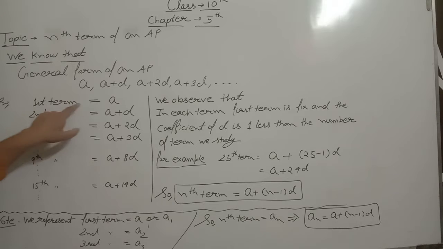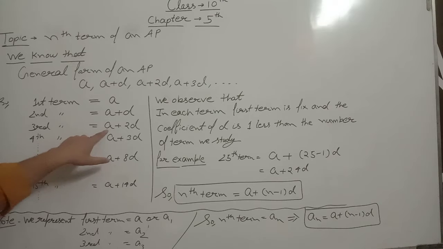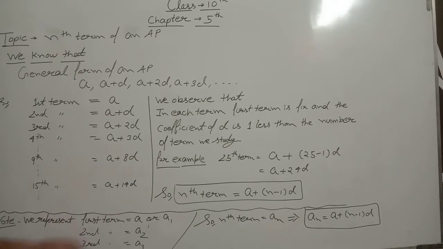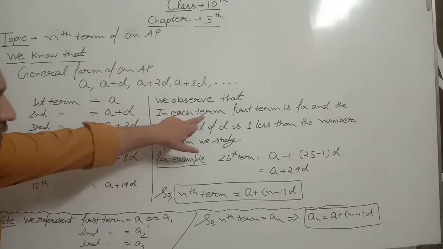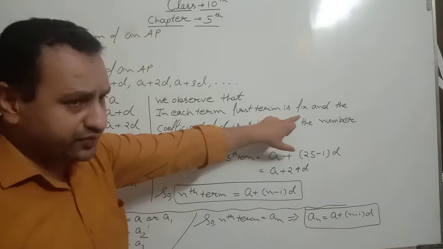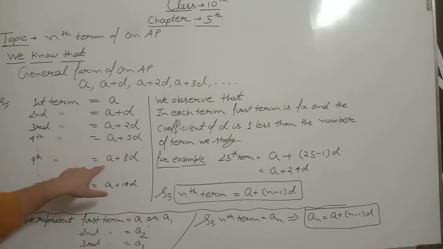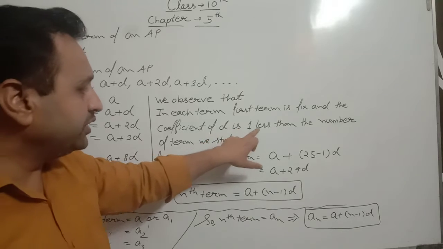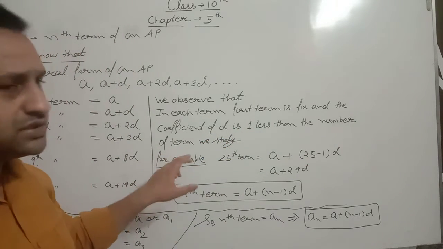So, first term is equal to small a, second term is a plus d, third term a plus 2d, fourth term a plus 3d, and so on. Ninth term a plus 8d. According to the sequence, fourth term a plus 3d, so ninth term a plus 8d, 15th term a plus 14d. So we observe that in each term, the first term is fixed and the coefficient of d is 1 less than the number of the term we study.